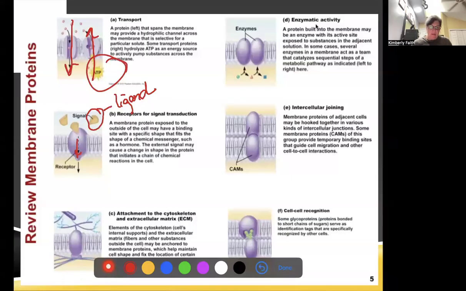We also have some that anchor. We're going to anchor the cytoskeleton here and that ECM on the outside.